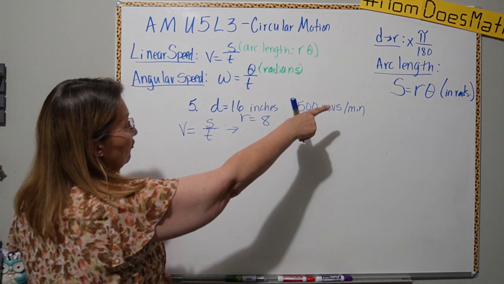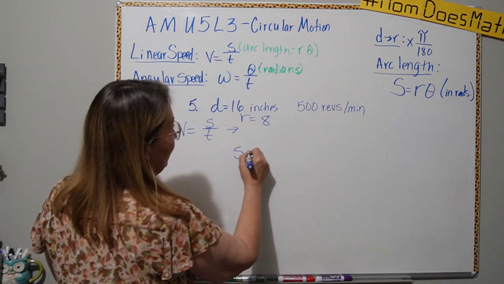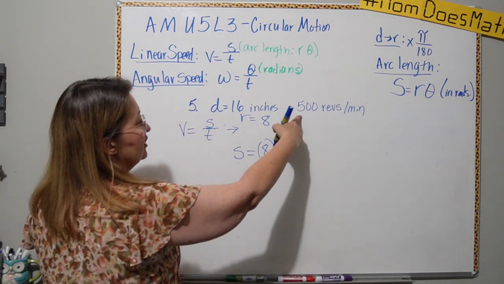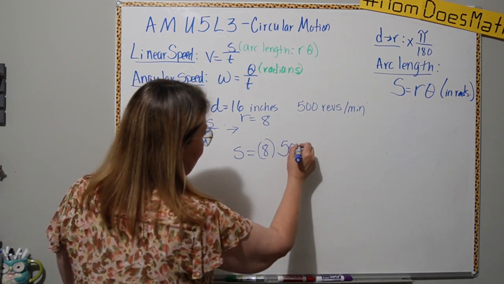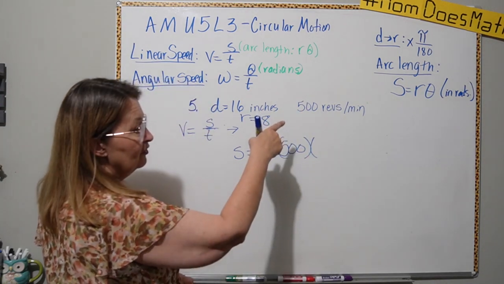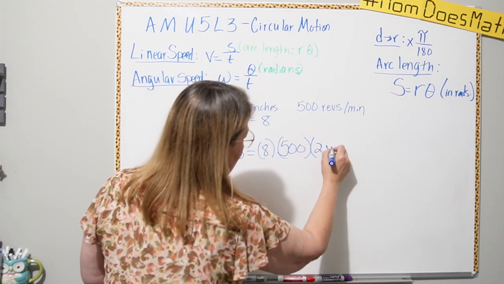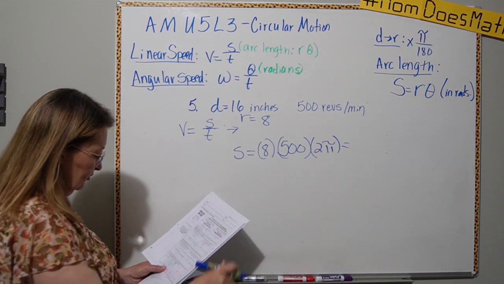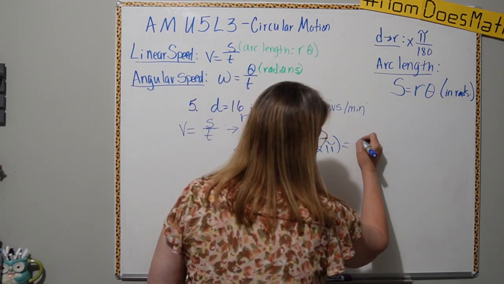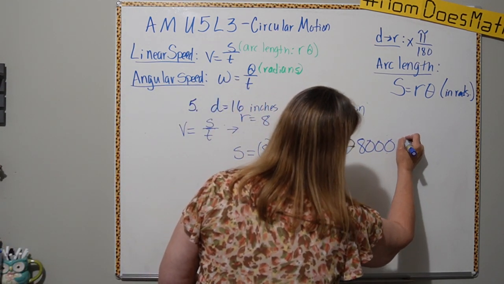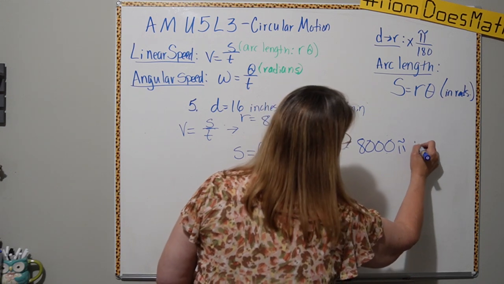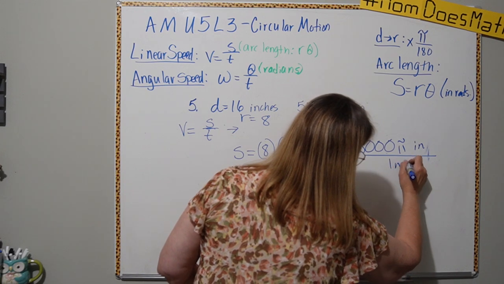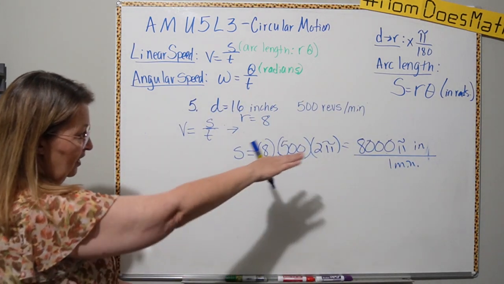So to fill into my formula, S is equal to the radius, which is 8, times theta. If it's going 500 revs per minute, how much is one revolution in radians? 2 pi, okay? So that's the basis, and when we run all that through the calculator, we're going to get 8,000 pi, and this is inches per minute. And you can put it over 1 minute if you like to look at it that way. So there's where we're starting.